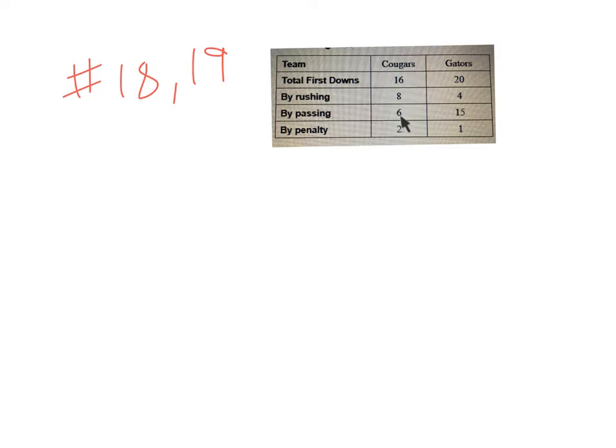So I take my 6. This is my total number of first downs. So I've got, get my writing tool back out. So if I have 6 out of 16, first downs were from passing. So what that means is I just need to find out what that percentage is.